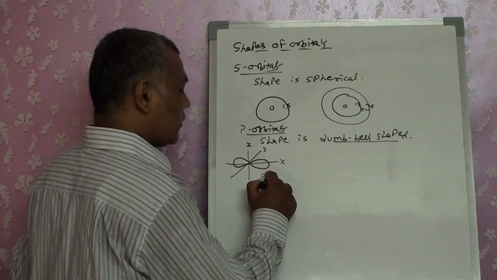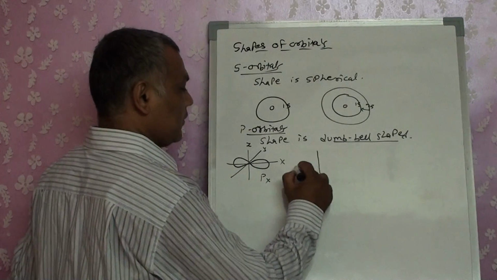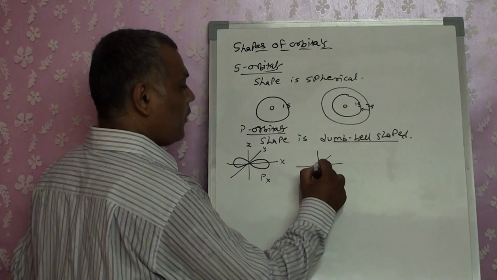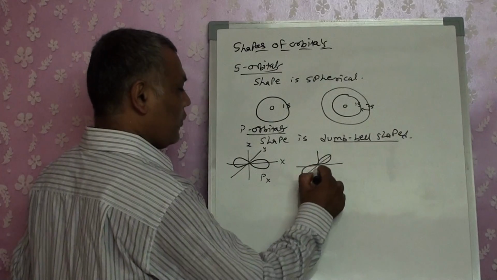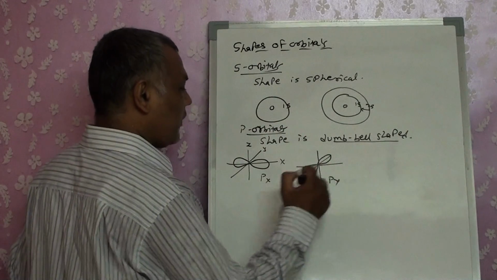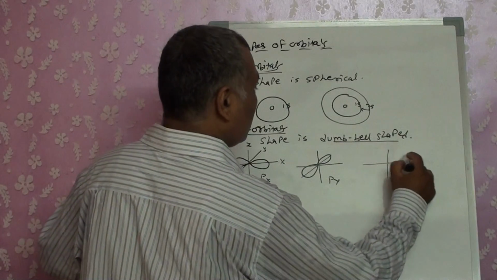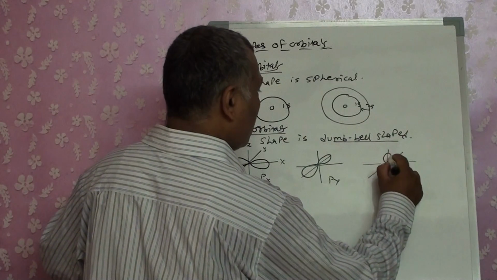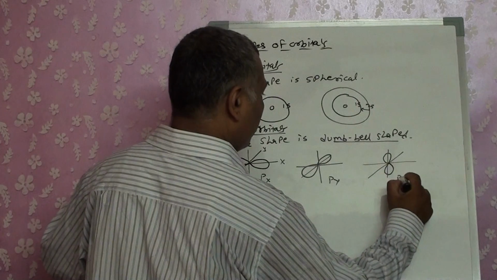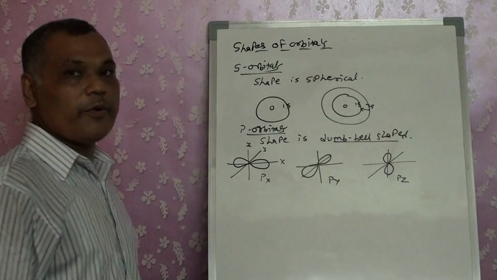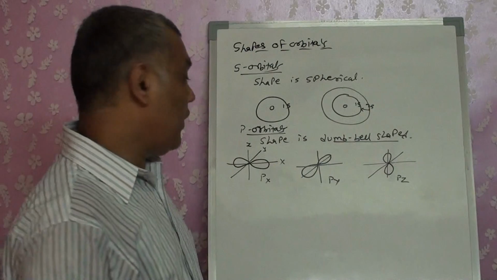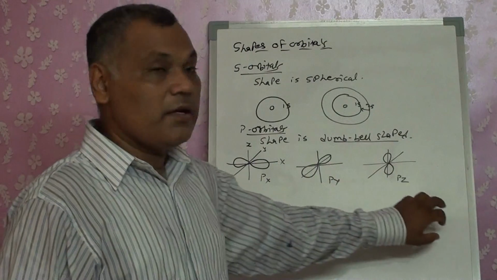That's why this was named as px. When the probability of finding the electron is maximum onto the y-axis, we term it as py orbital. When the probability of finding the electron is maximum onto the z-axis, it is termed as pz orbital. So we get px, py, pz.